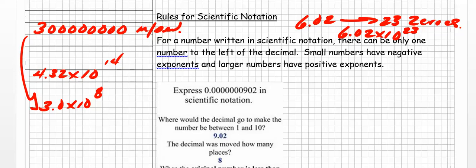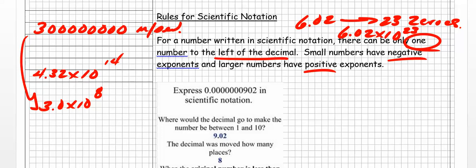So let's get a little bit of practice with scientific notation and see how we can use it to our advantage. For a number written in scientific notation, there can be one and only one number to the left of the decimal. We carry the rest of the zeros with the exponent on the 10. Small numbers have negative exponents and larger numbers have positive exponents. So if you have a small number, a number less than 1, you're going to have a negative exponent. If you have a number greater than 1, that's a positive exponent.